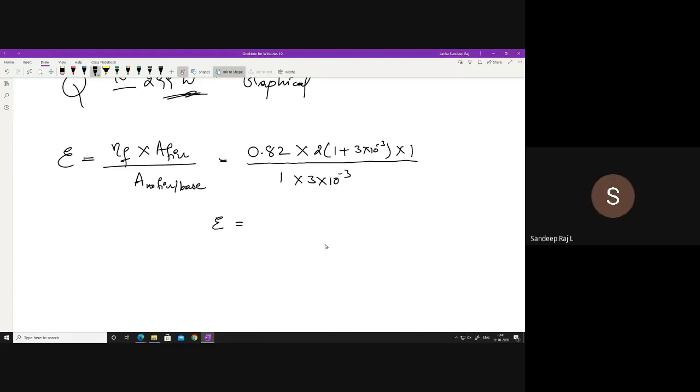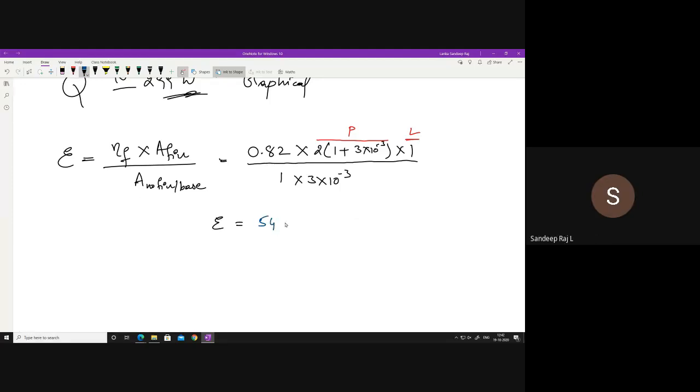548.3. 548. No, that much it will not be there. Sir, for area type, guess perimeter. Yeah, perimeter into length I have taken. This is perimeter, this is length. Perimeter into length is area. Okay, sir. You are getting only 543.